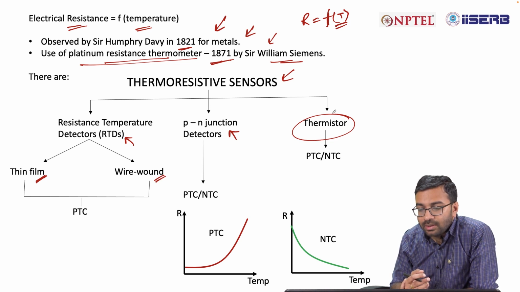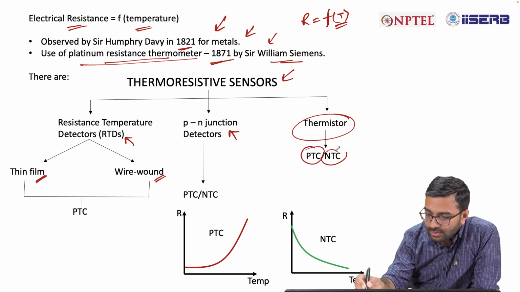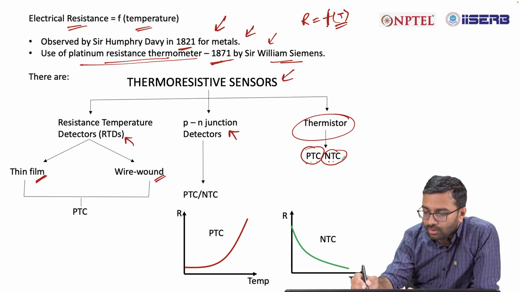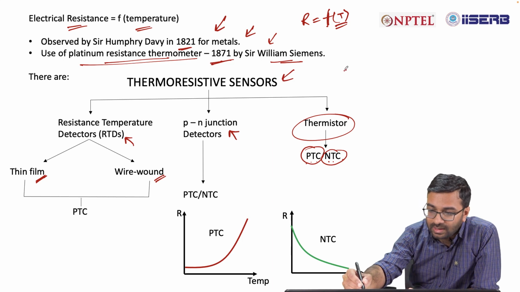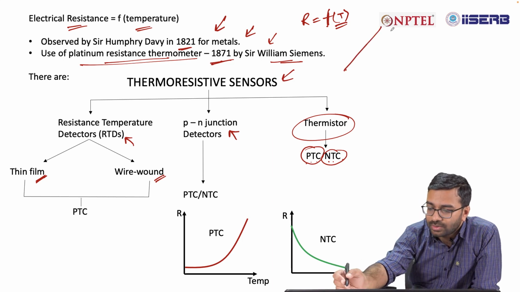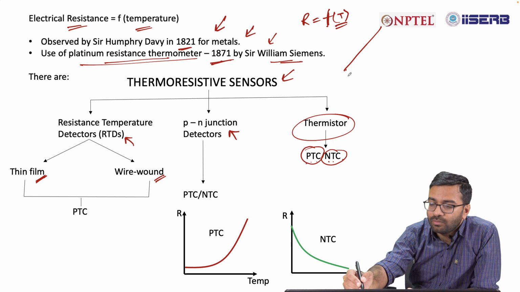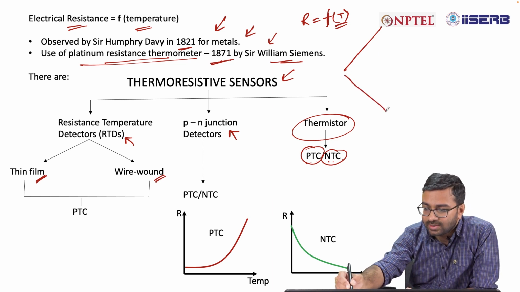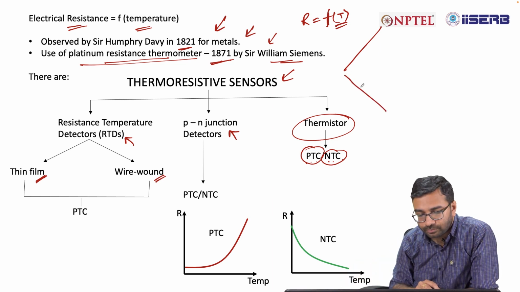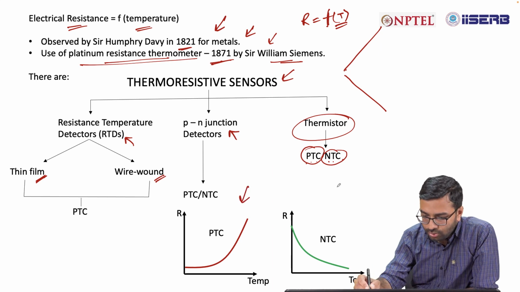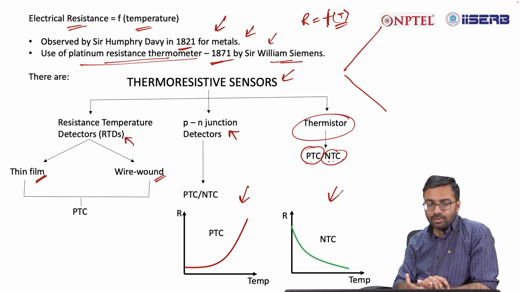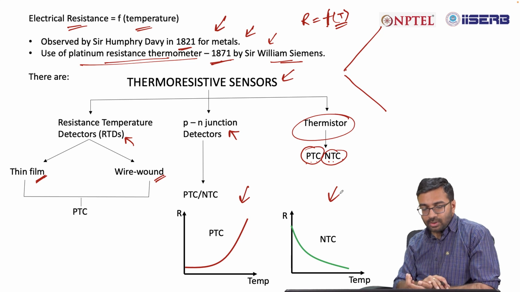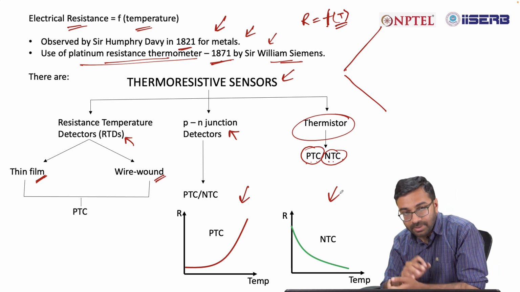Now, in that respect, the sensor can be PTC or NTC, that is positive temperature coefficient or negative temperature coefficient. That means when you increase the temperature, the resistance can either increase, that is positive temperature coefficient, or with the increase in temperature, the resistance may decrease, that is negative temperature coefficient. So, here two schematic plots are given to represent the response of NTC and PTC.